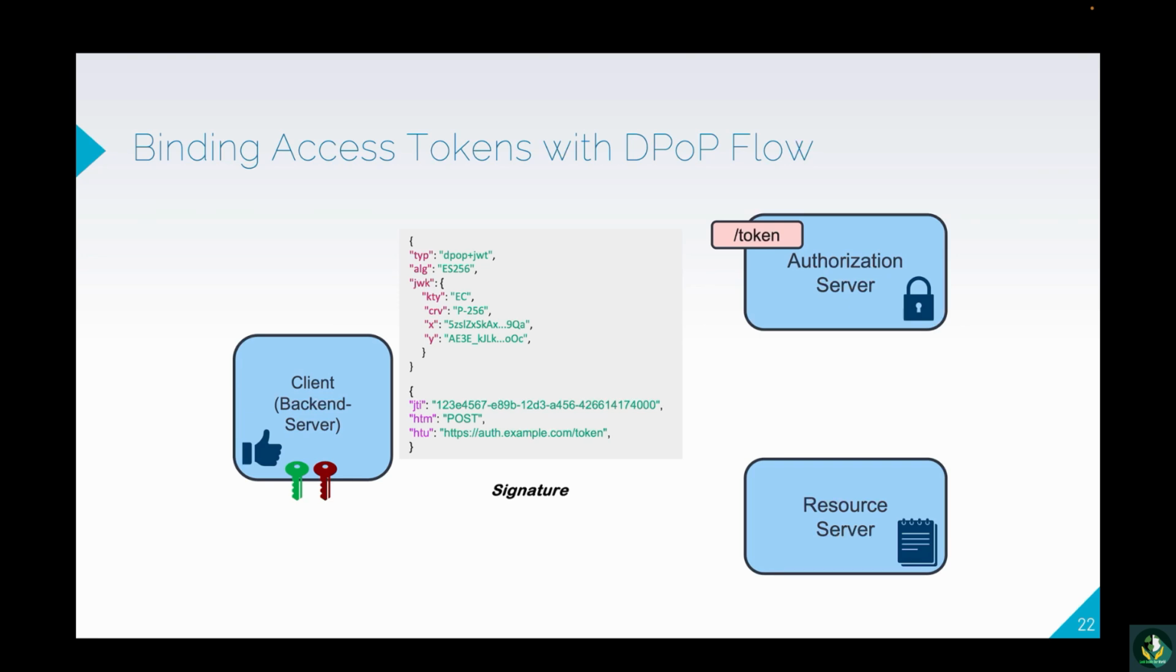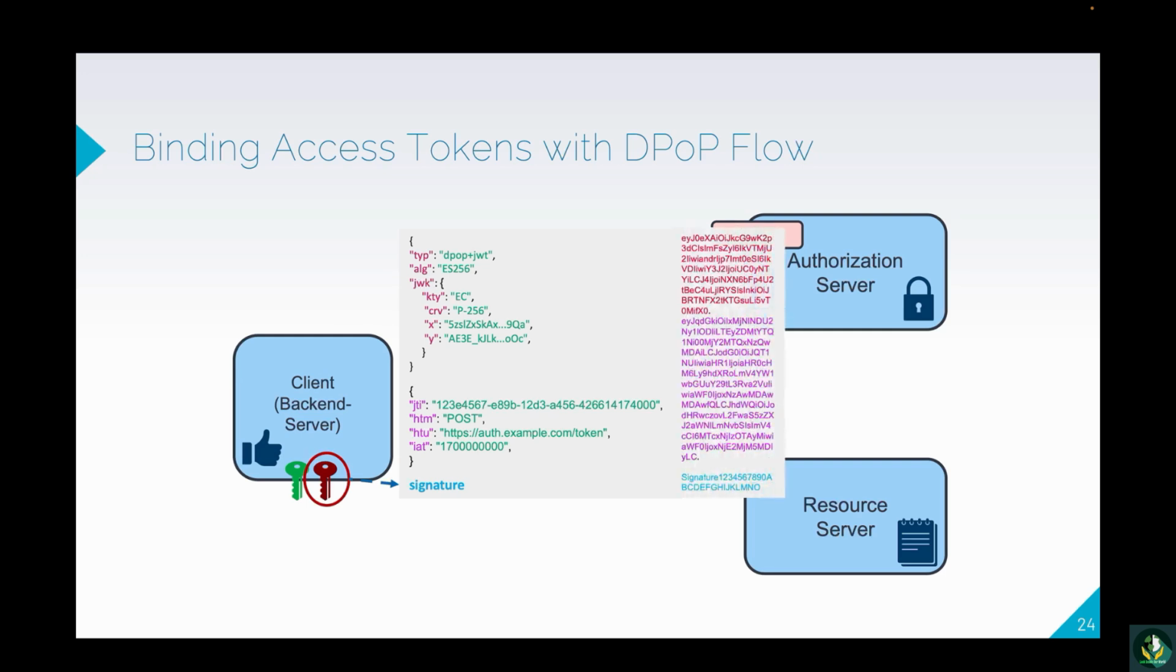HTU, HTTP URI, the URI of the target endpoint for the request, such as the authorization server's token endpoint in this flow. IAT, issued at, a timestamp indicating when the DPoP proof was created. This ensures that the proof is valid only for a specific time window. Finally, the client signs the header and payload using the private key from the key pair. This signature ensures the integrity of the DPoP proof.